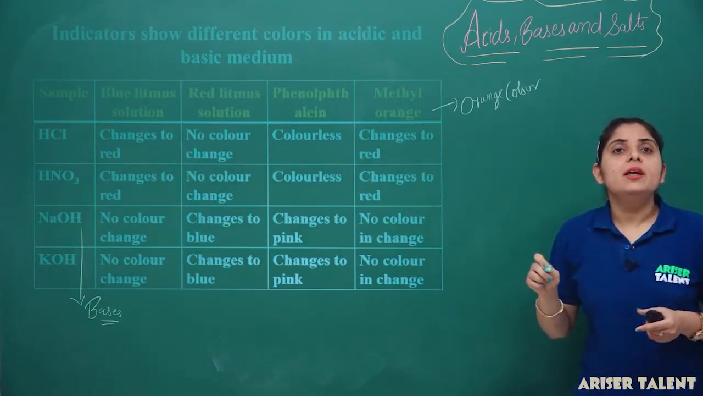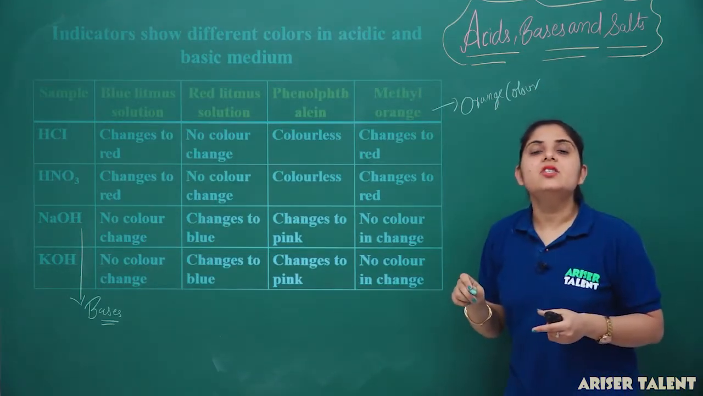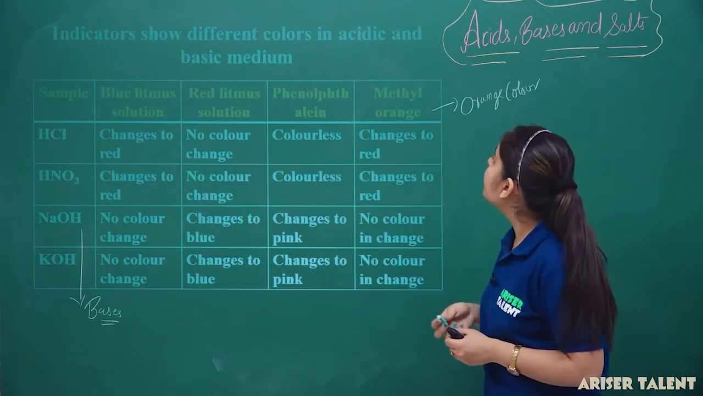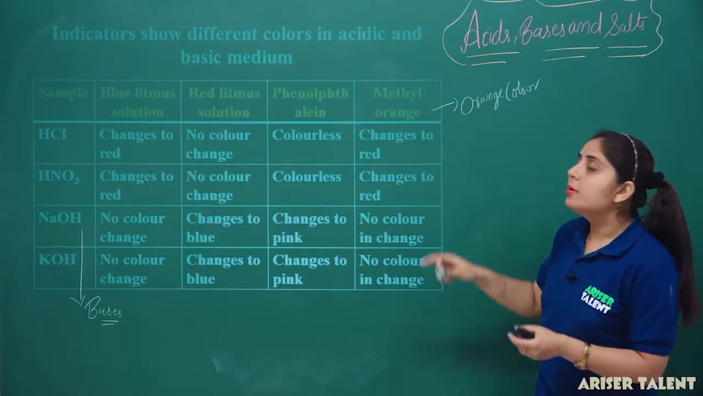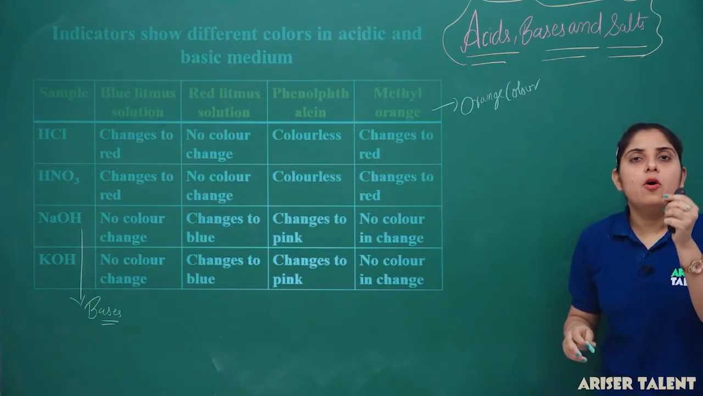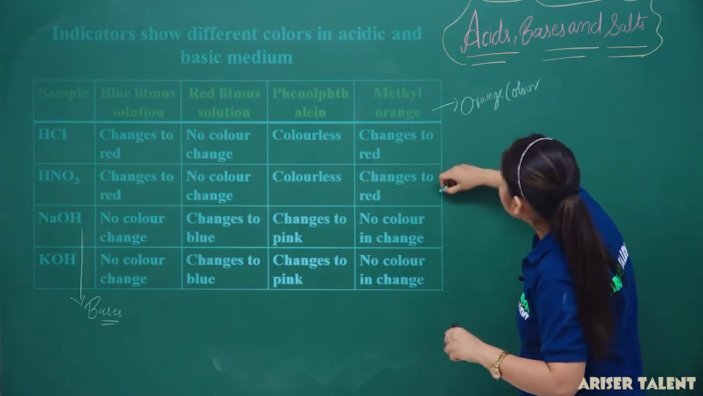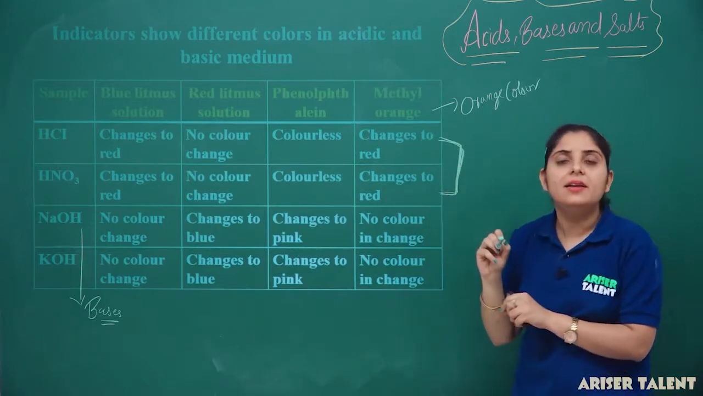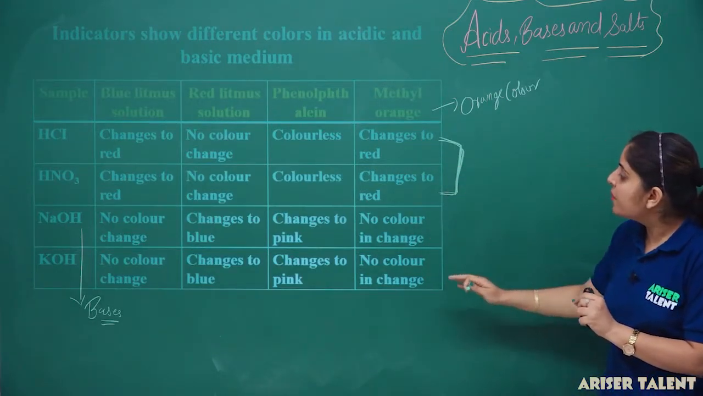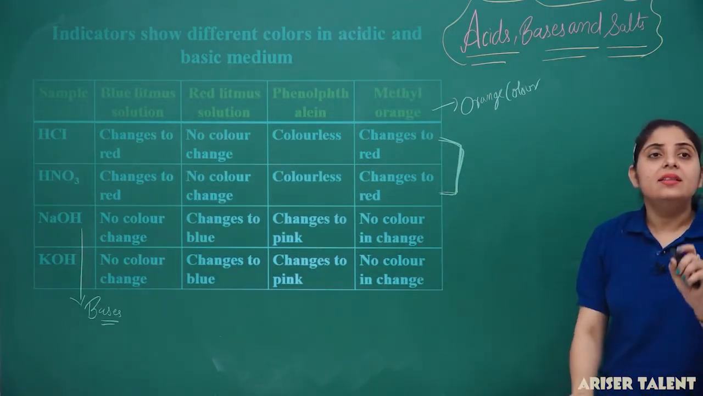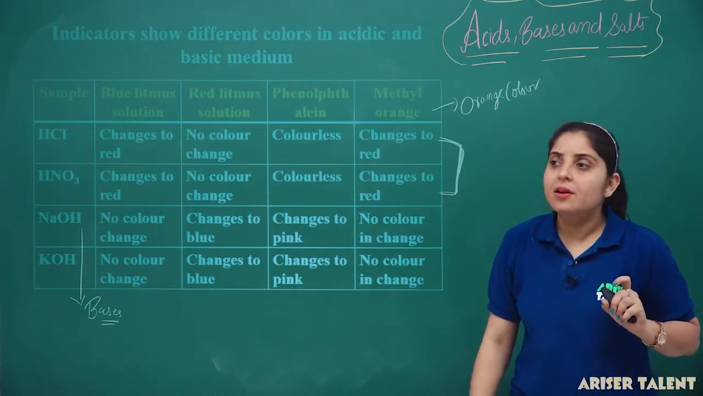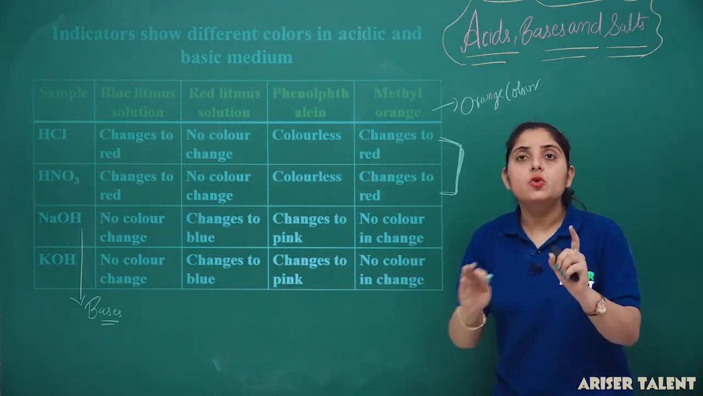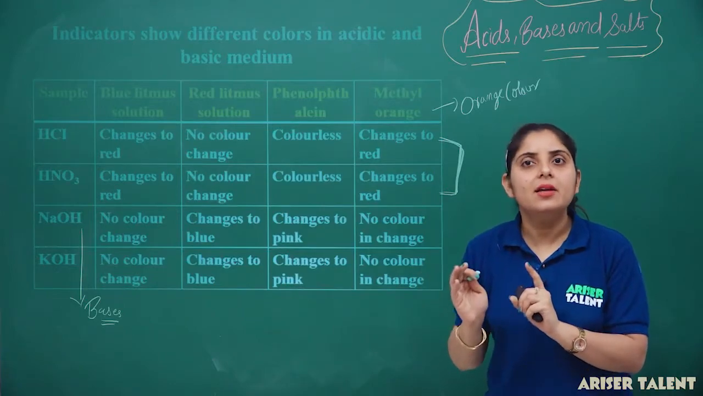It is actually the orange colored dye. In case of the orange colored dye, what we are observing here, if I put a few drops of methyl orange with acid, it changes into red. Methyl orange is going to change its color into red, but in case of the bases, there is no change in the color. So we can identify that sodium hydroxide and potassium hydroxide are the bases.